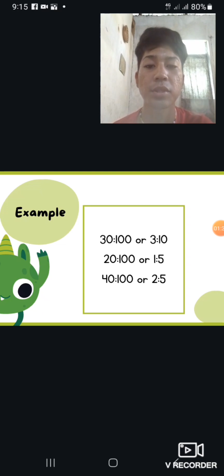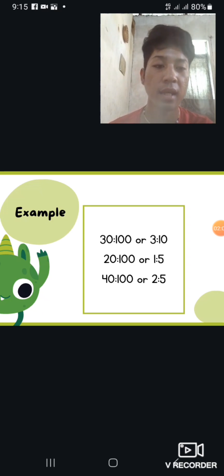Number 2 is 20. We have 20 as the first term, and the second term is 100. Then we express it in simplest form. We have 40 to 100, or 2 to 5, because we divided them by 20. So we have 2 and 5.